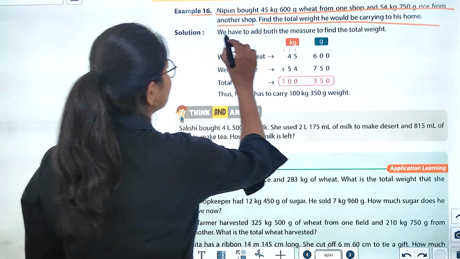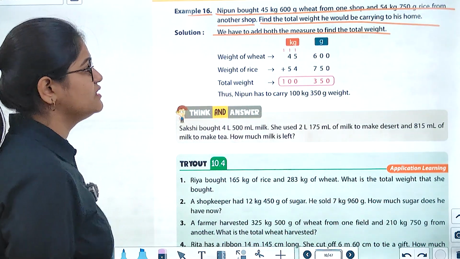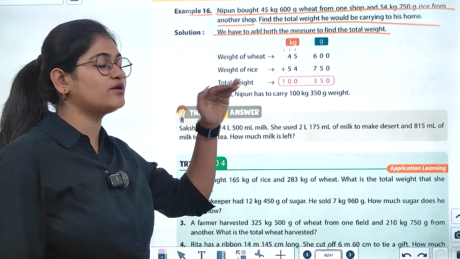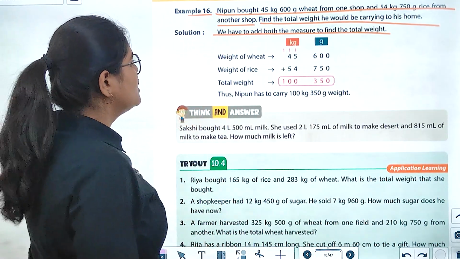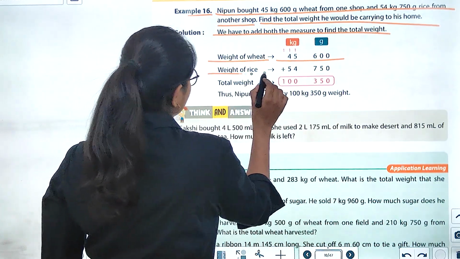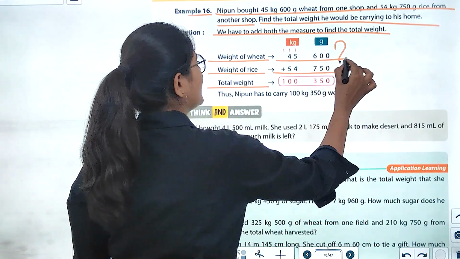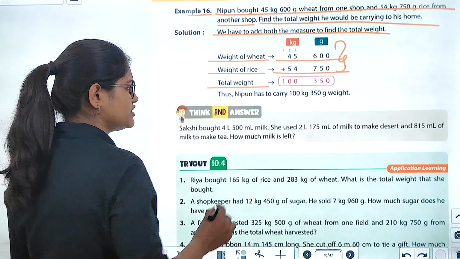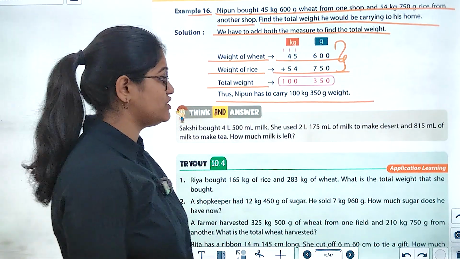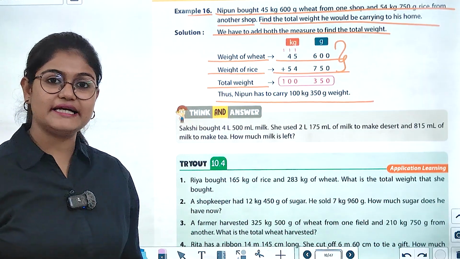So it says we have to add both the measures to find the total weight, right? So now we have to add both so that we can find the total weight. So weight of wheat, the weight of wheat is this much, weight of rice, the weight of rice is this much, then total weight we'll get when we'll add these two digits. So it is, thus Nipun has to carry 100 kgs and 350 grams weight. Clear?